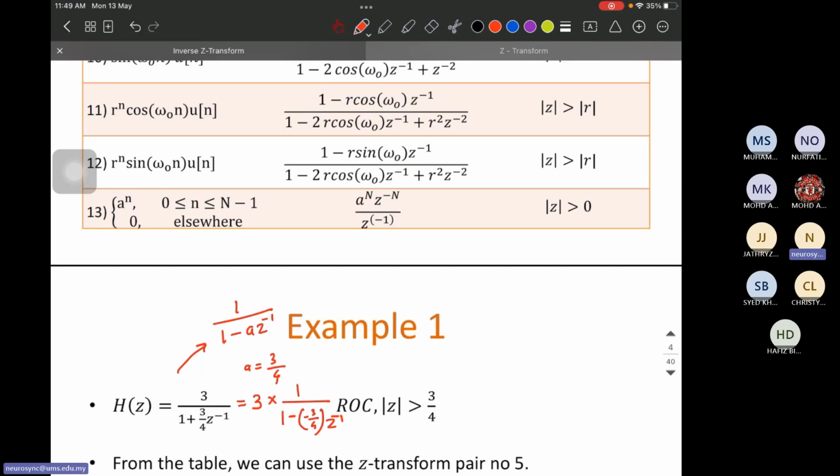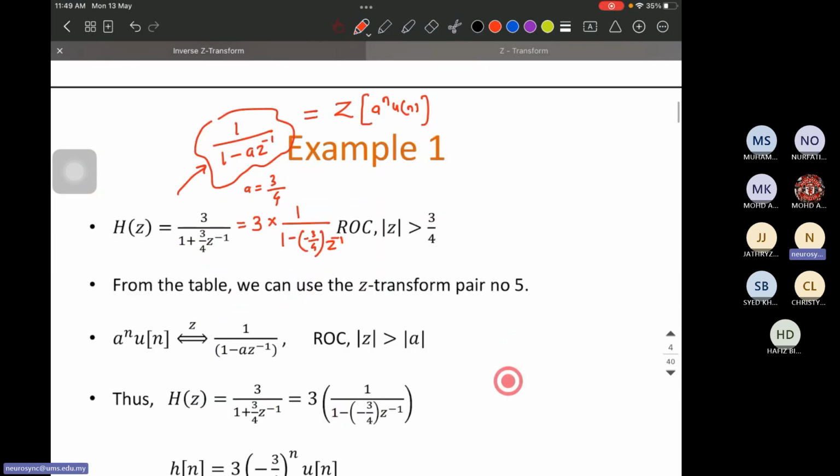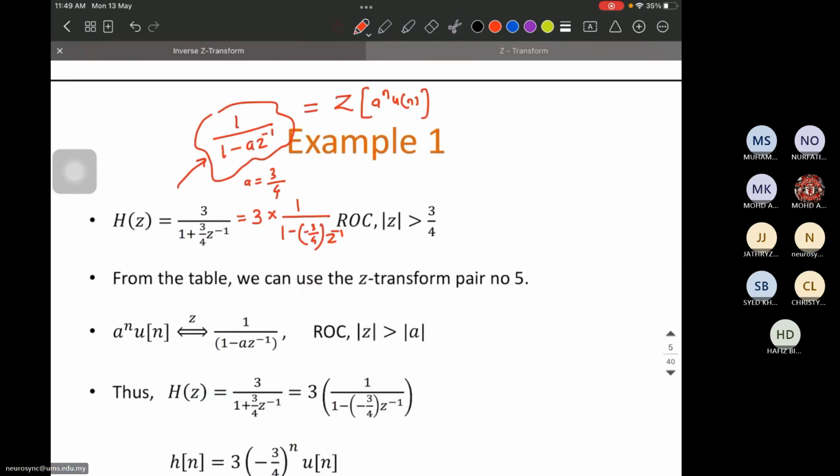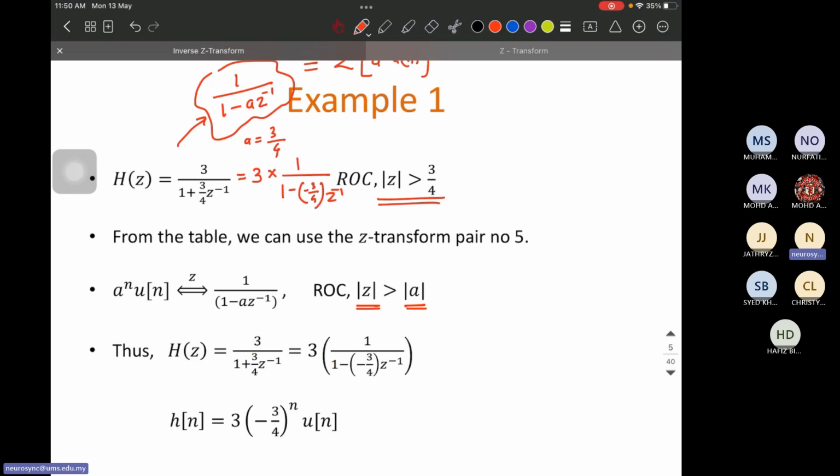Okay, so we can use this transformation. Now this is the z transform of which signal? Z transform of a to the power n u of n. Correct? So like this, we can apply this formula, and in this case we know that mod of z is greater than this a value, which is given as the ROC: modulus of z is greater than 3 by 4.